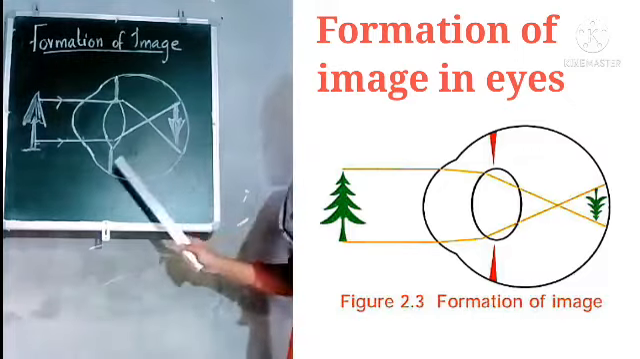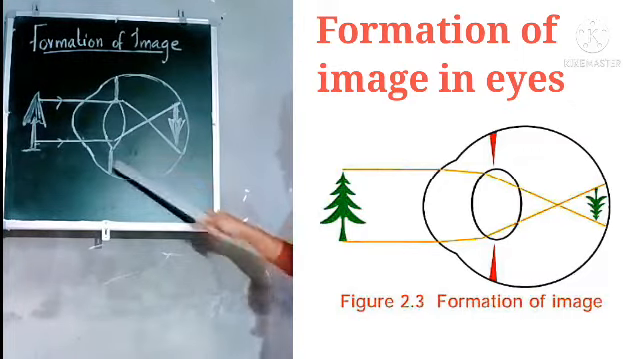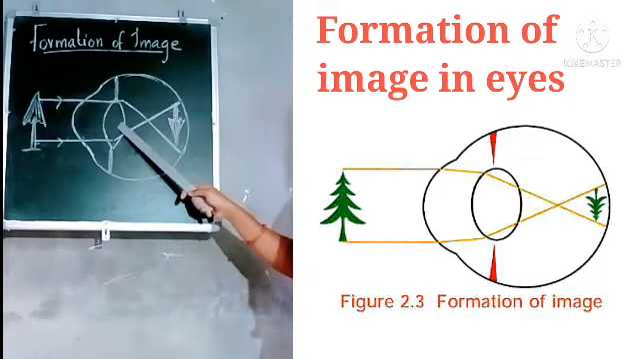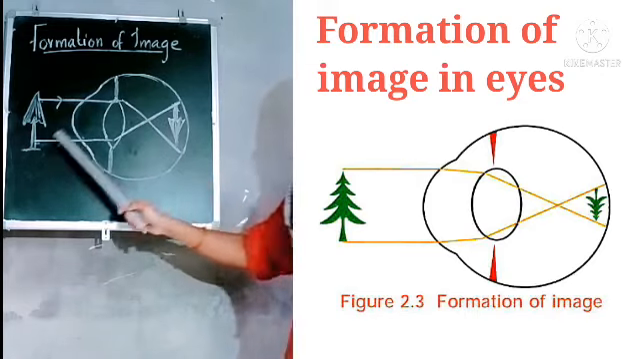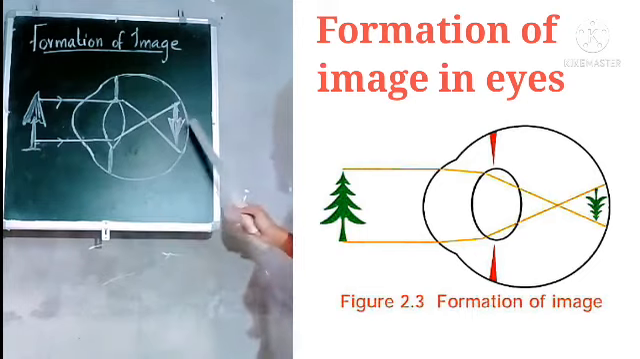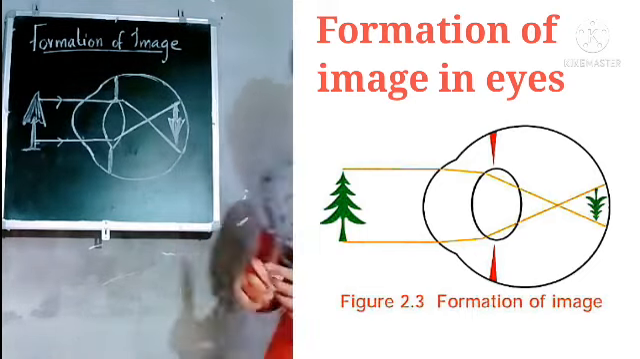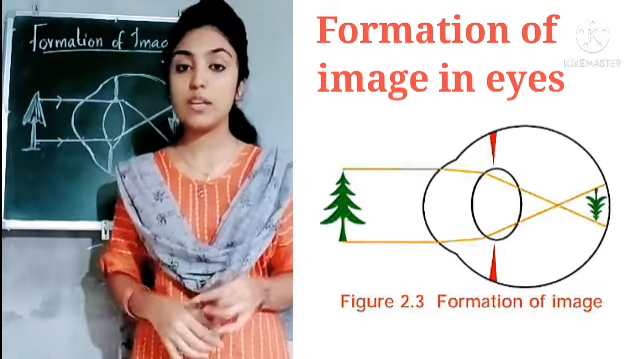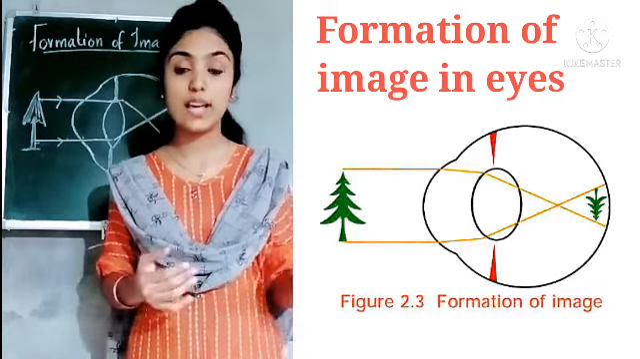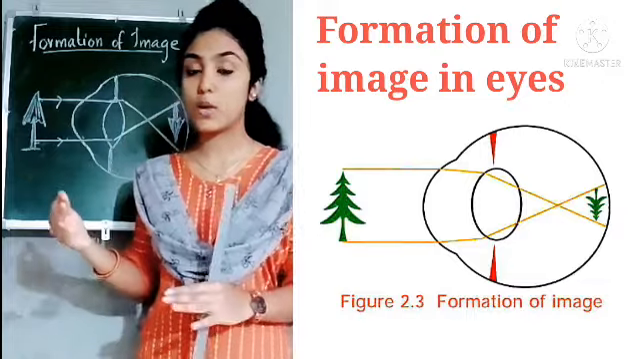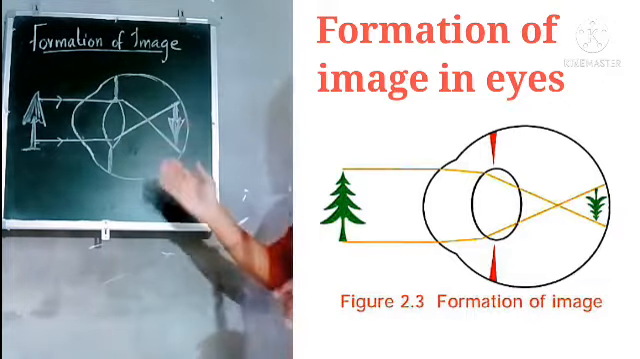Now look here, this is the structure of the eye. And this is the lens that is present in our eye. This is a convex lens. And this is the object and here you can see the image formed. Now you already studied in your physics class about the image formation in convex and concave lens. So the same process is taking place in our eye also.